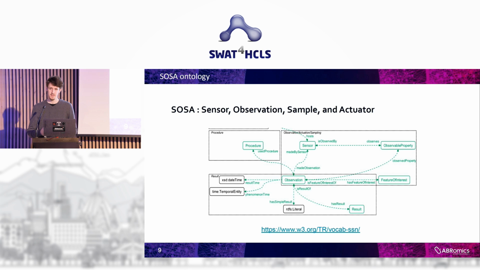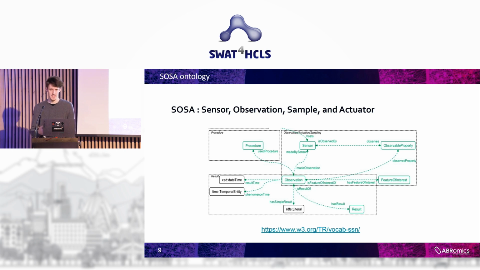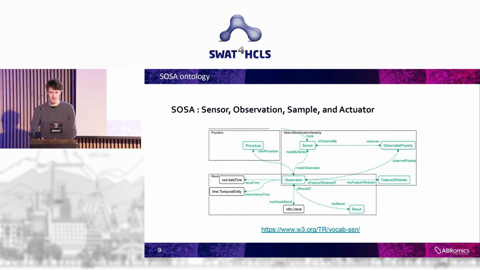First of all is the sensor. The sensor can be considered to be the instrument of measure, so it would be the sequencer. The observation is the result of the observation by the workflow. The observable property would be the sample that is observed, so it would be the sequence. The feature of interest would be the specific characteristic we want to observe, so it could be a resistance gene, the length of the gene, the coverage, etc.